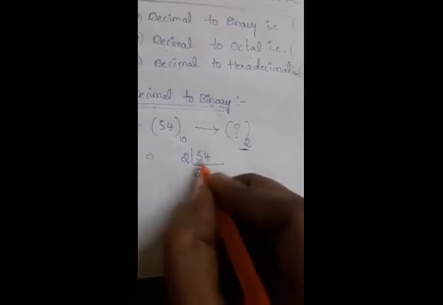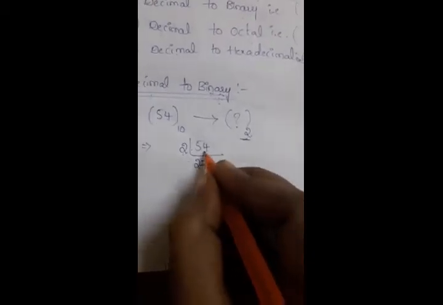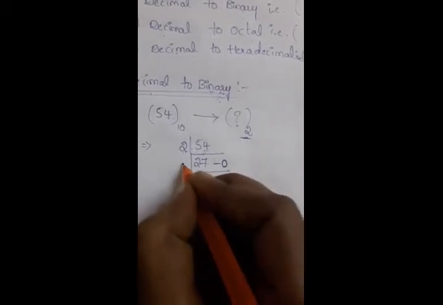So that means completely this number will be divided, right? So the remainder will be 0. Complete number will be divided here. Okay, so that's why the remainder will be 0. Like that again we'll do the process.